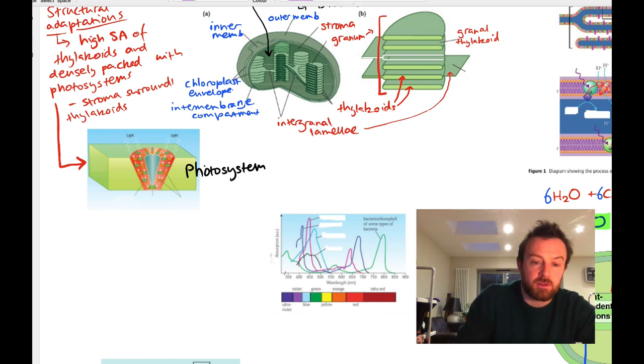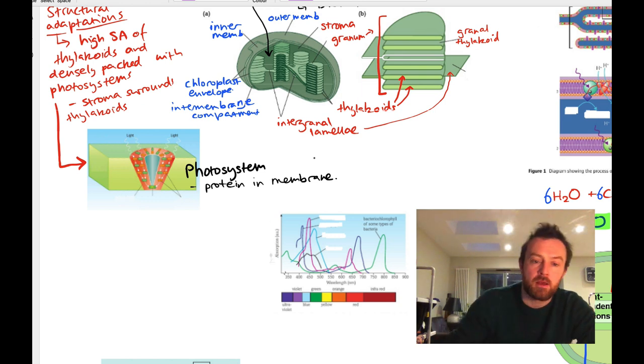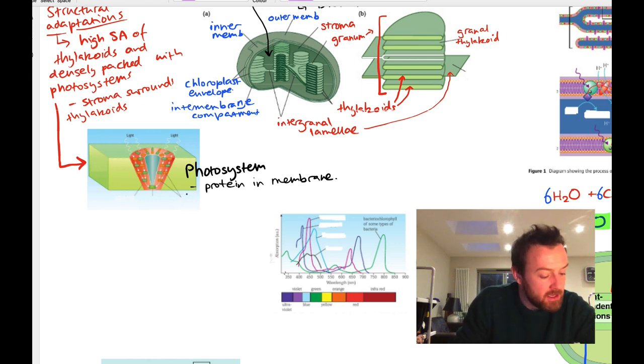And what is a photosystem? Well, it's a protein in the membrane. And it's very large and very complicated, and it has a lot of pigments, which are prosthetic groups bound in the protein. It's a really large and complicated protein. We'll just write, it contains different types of pigments. Protein and membrane, let's just write large. Sometimes it's called an antenna complex.